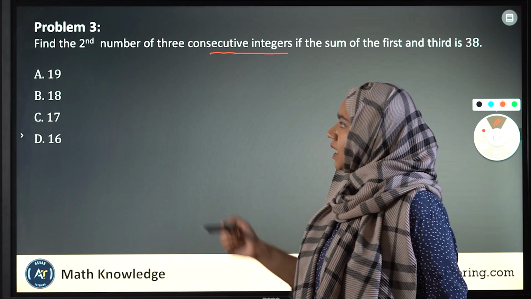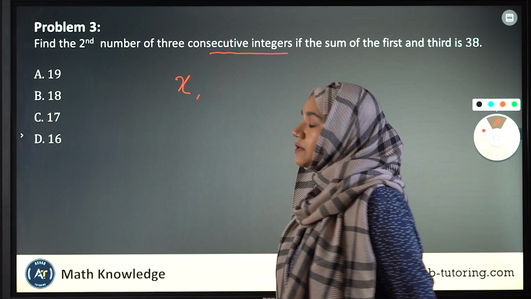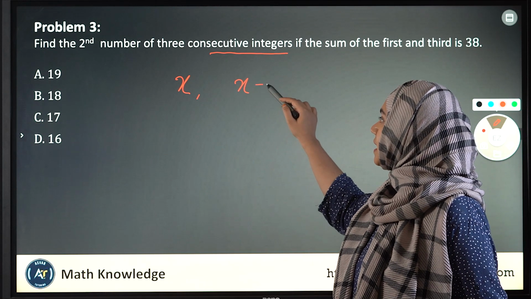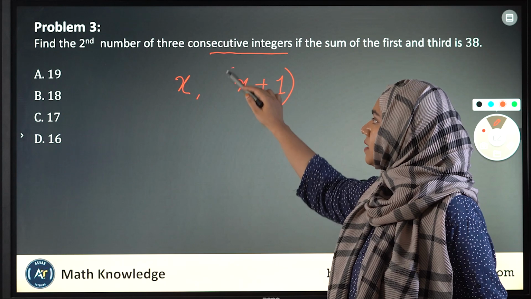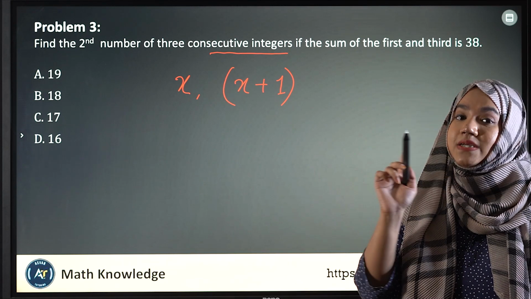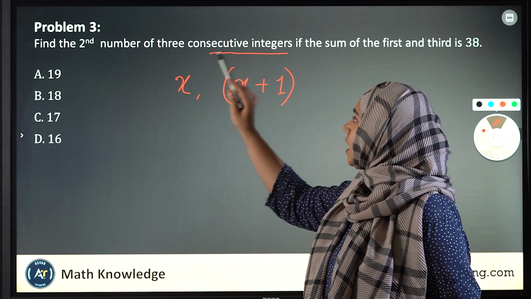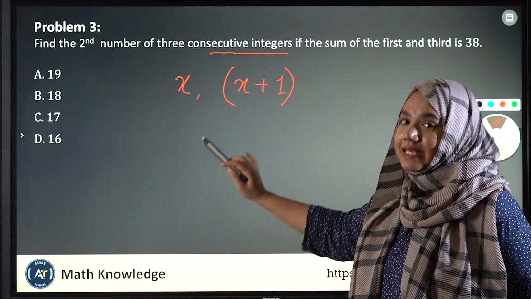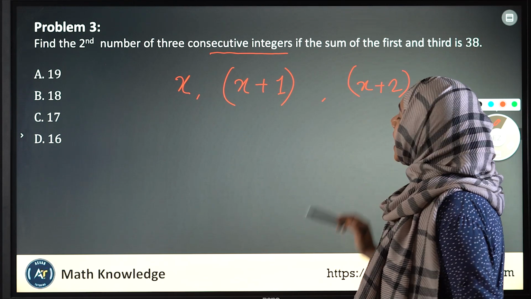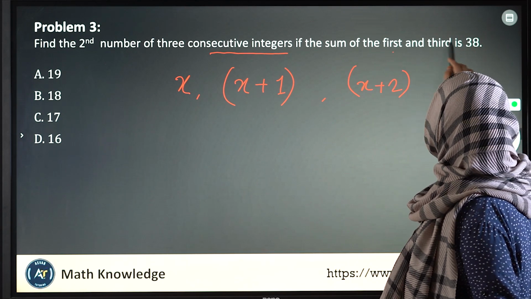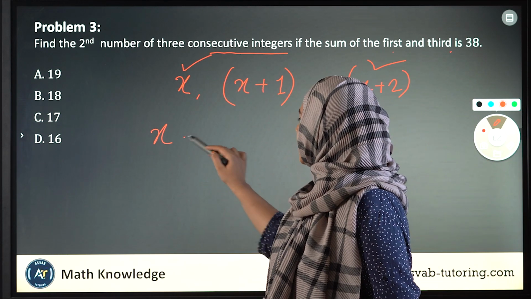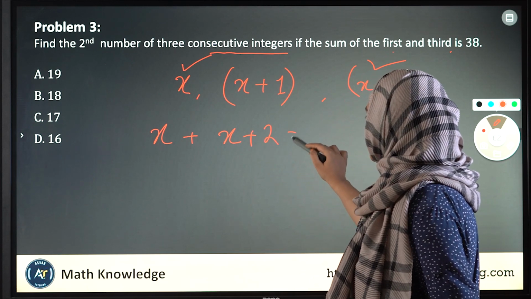So if I ask you, if the number is x, what is going to be the next consecutive integer of x? It's going to be x plus 1. You know why? Because the consecutive number of 1 was 2, which means that there was a 1 gap. The consecutive number for 2 was 3, which means once again there was a 1 gap. So if there are 3 consecutive integers, one is x, the other is x plus 1, and the other is going to be x plus 2. All right? Then the question says the sum of the first and the third is 38. This is the first number and this is the third. So we can write x plus x plus 2 equals 38.